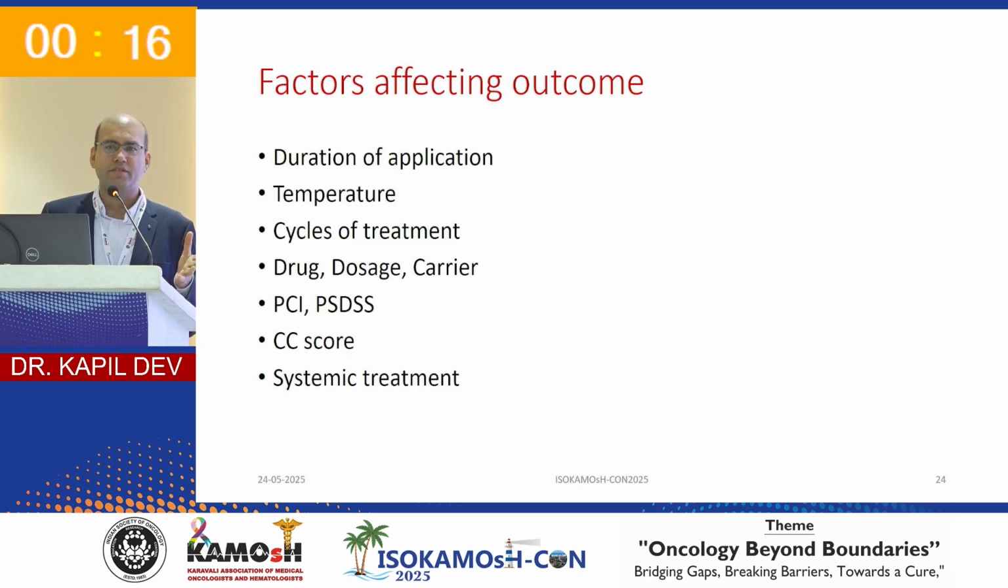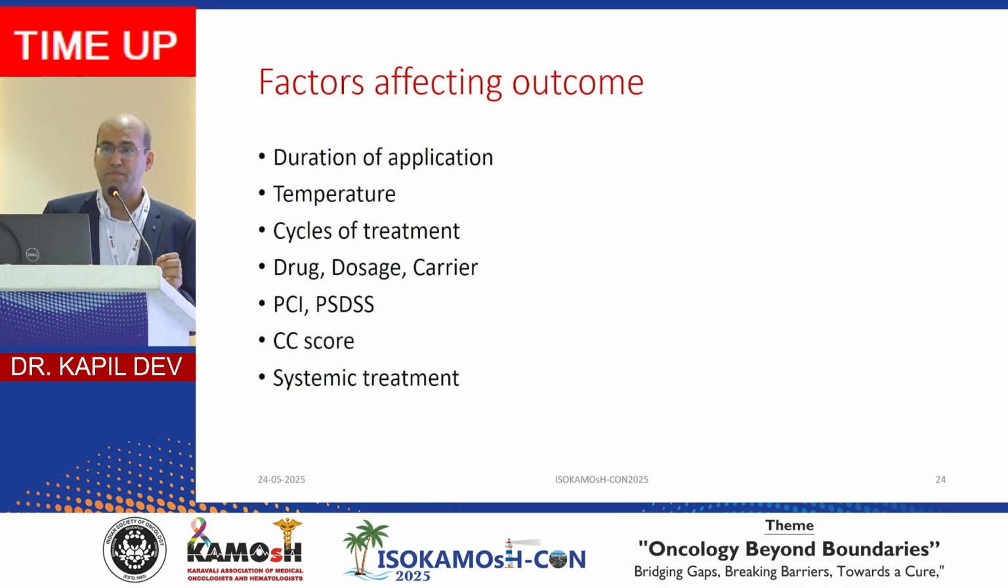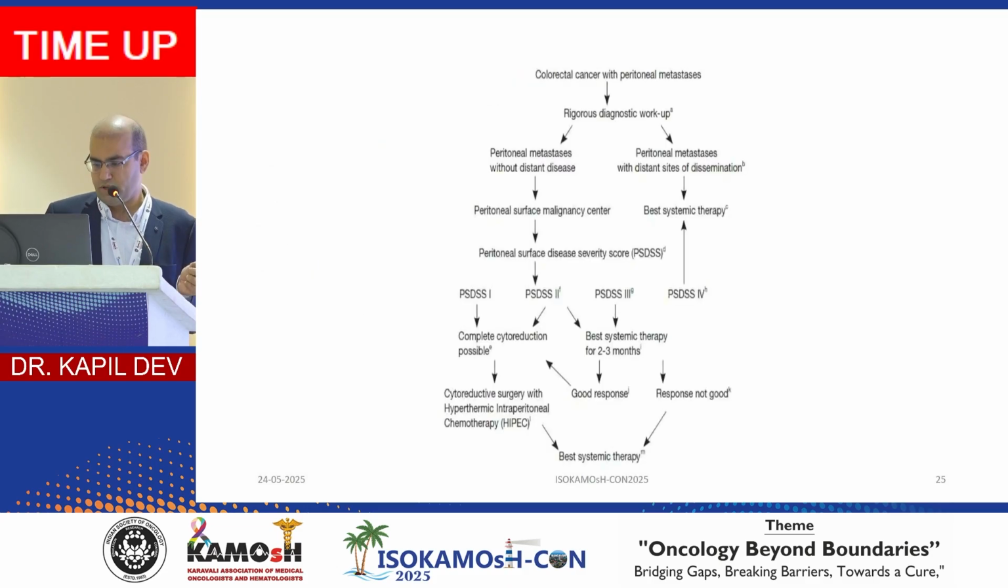Also, for the peritoneal surface disease severity score, stage 1 and 2 is a better option for CRS with HIPEC than stage groups 3 and 4. On the CC score, they found that CC0 and CC1 give the best outcome with HIPEC rather than CC2. And systemic treatment should always be given on time and not delayed. If there is a delay, it will be negative for survival.